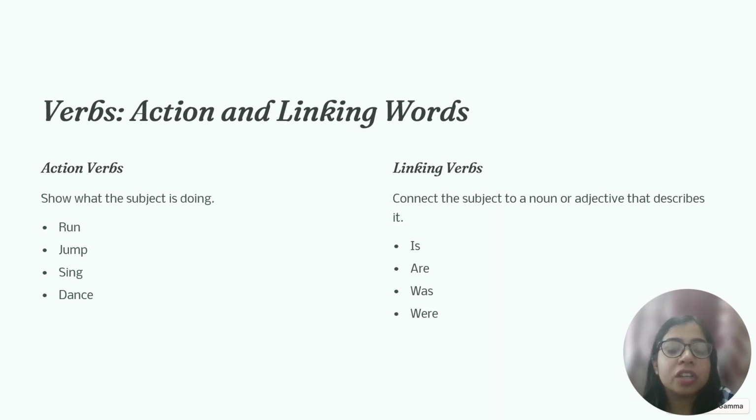If any action is happening, then that is a verb. Here we are looking at two types of verbs, the first is the action verb. It shows what the subject is doing. A sentence is made up of three things: subject, verb and object. What the subject is doing is known as the verb. That subject is running, sleeping, speaking, wondering, anything.